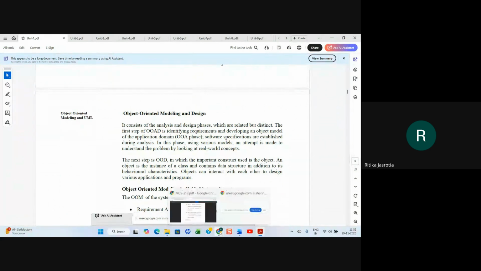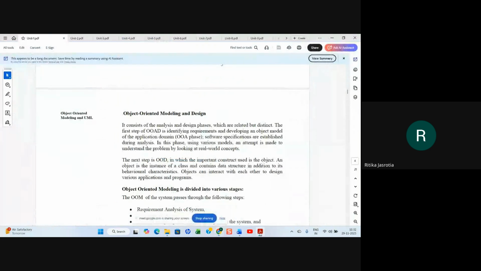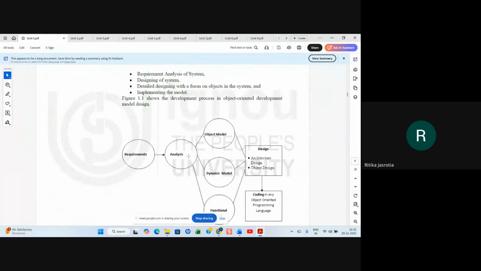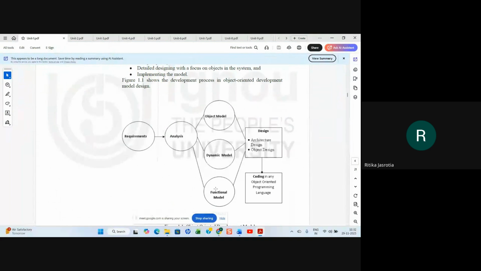What else they have asked you. What is the output of object modeling? Object modeling's output is your object diagram and class diagram. Right? Output will be this object model, dynamic model, and functional model.